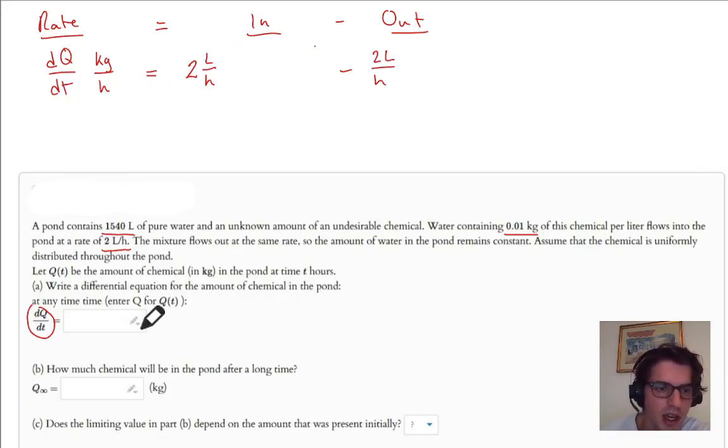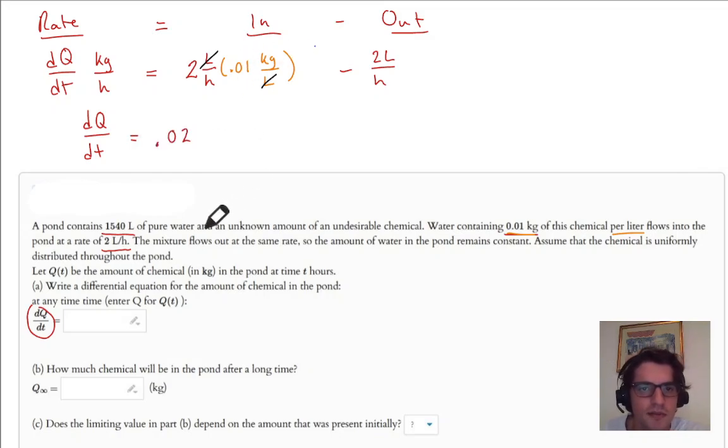So I think the rate in is a little easier because it's coming in at 2 liters per hour, and the concentration is 0.01 kilograms per liter. So we can go ahead and multiply that by 0.01 kilograms per liter. And the canceling happens very easily there. So I'm going to go ahead and start working on our final equation. This is going to be 0.02. I'm going to leave the units off. Okay, so that's what's coming in. What is going out?